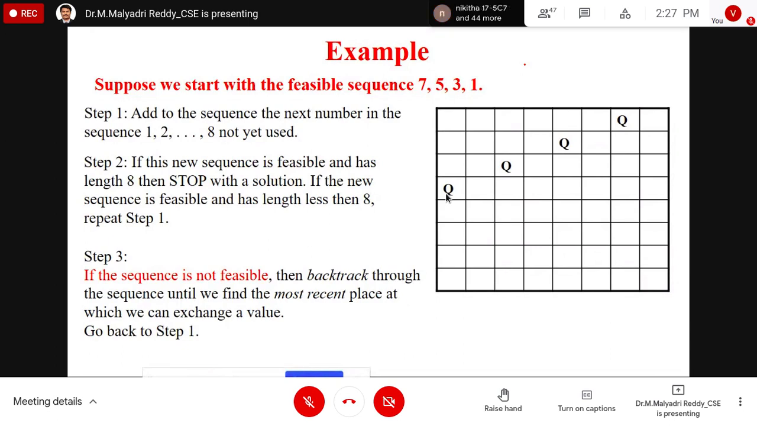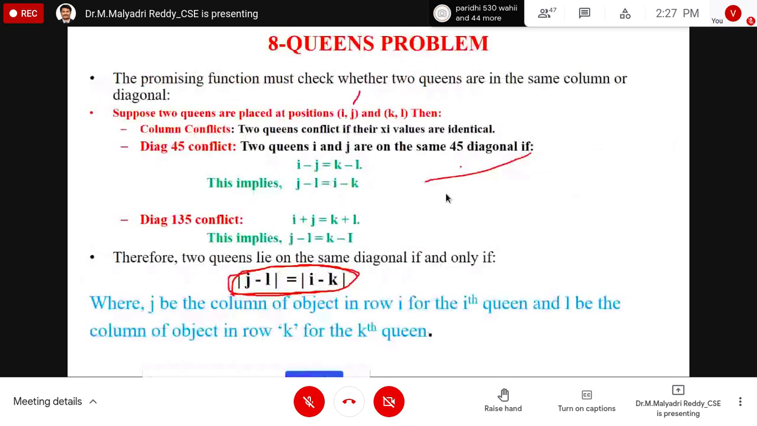But for diagonal conflicts, I have to check this corresponding equation: J minus L is equal to I minus K, where I comma J is one queen and K comma L is one more queen. Two queens I have to check. This is a placed queen. This is the one to be placed on the chessboard. Okay, sir. So by substituting those values in that equation, if both come the same, there is a conflict, and that cell is not feasible to place the queen.